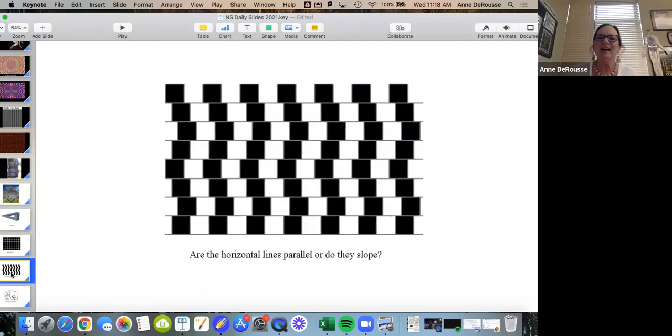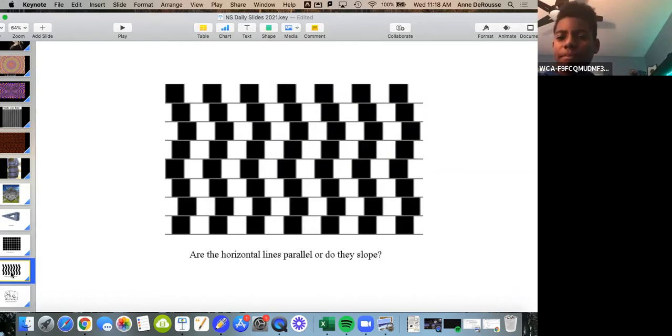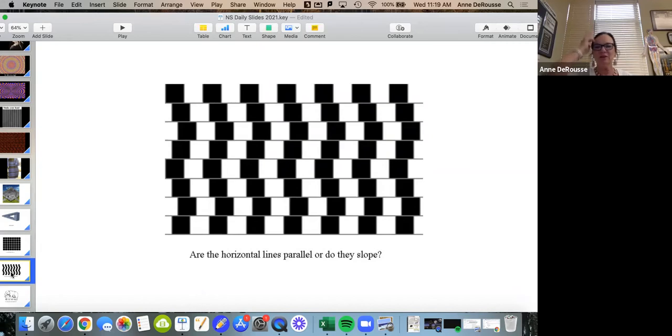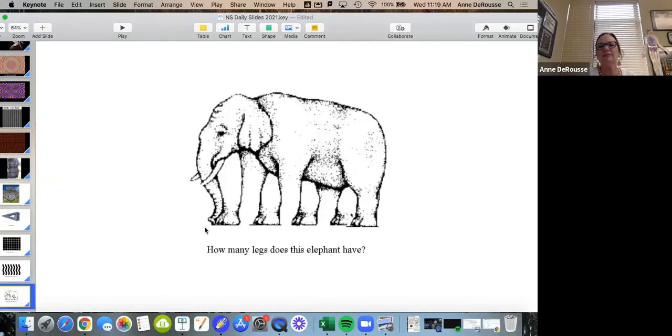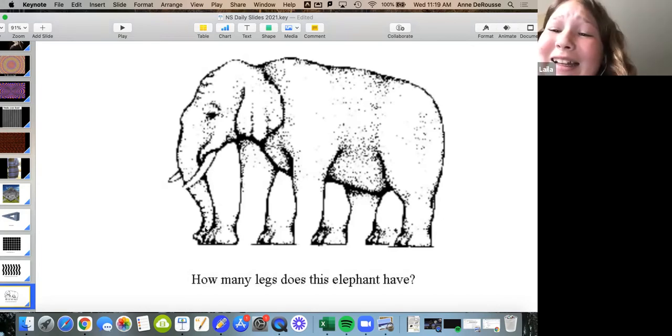Okay, are these lines parallel or are they slanted? Slanted? No, because the first one looks like it's straight. They're parallel. If you look at the blocks, they look curved, but if you look at the lines, they look parallel. Okay, here. How many legs does this elephant have? Eight? Five. A mutated elephant.